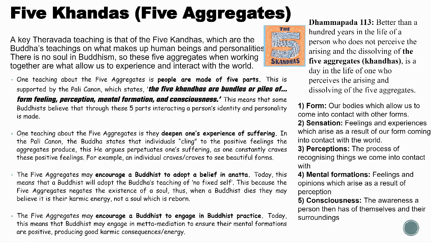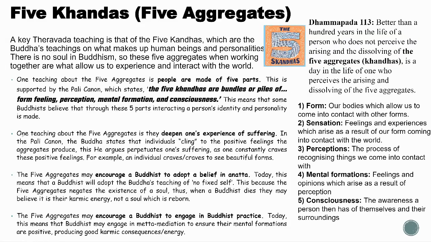One teaching about the 5 aggregates is that people are made of these 5 parts, and this is supported by the Pali Canon, which states the 5 khandhas are bundles or piles of form, feeling, perception, mental formation, and consciousness. The origin is that the word itself means a heap of twigs, or a bundle of twigs. You're a bundle of parts. This means that Buddhists believe that there are these 5 parts that interact with a person and create your identity, your personality.